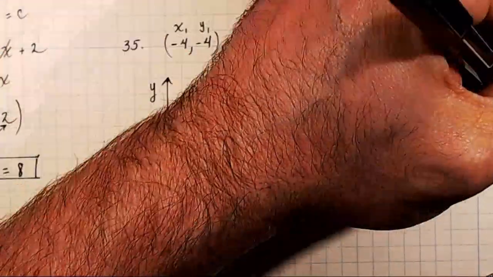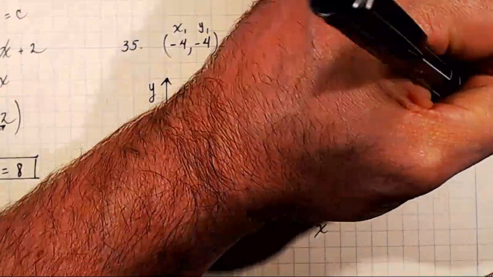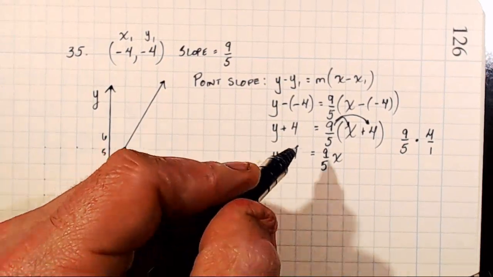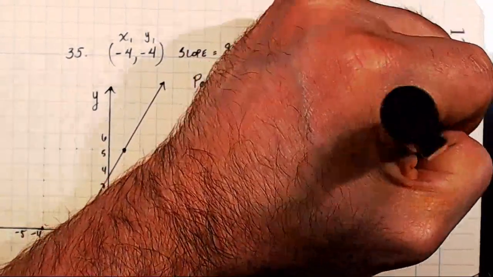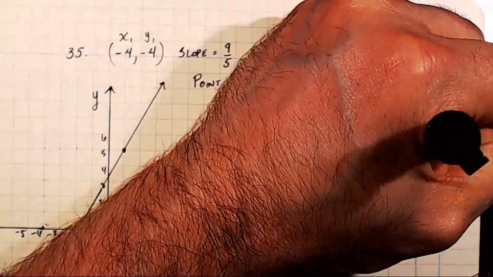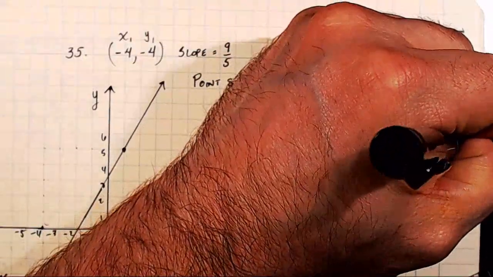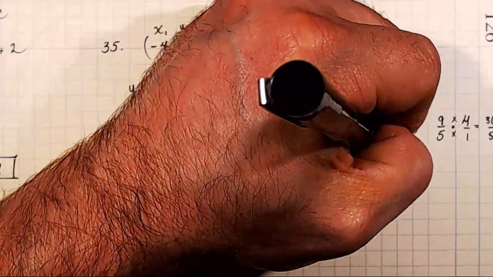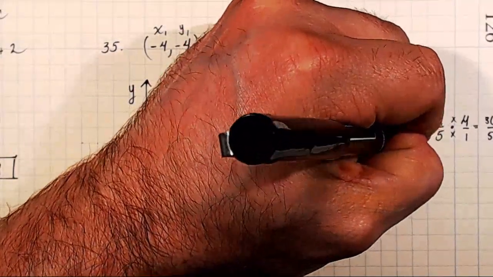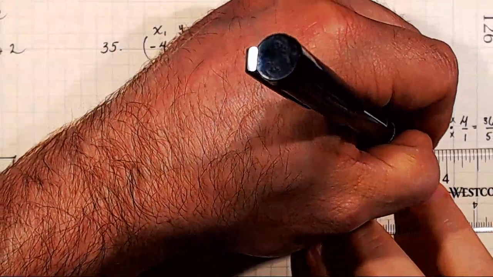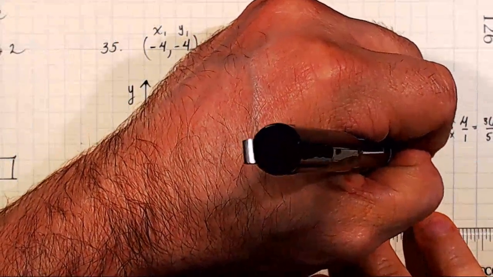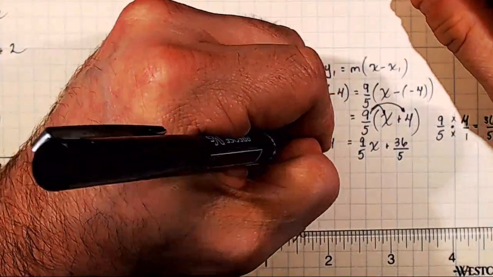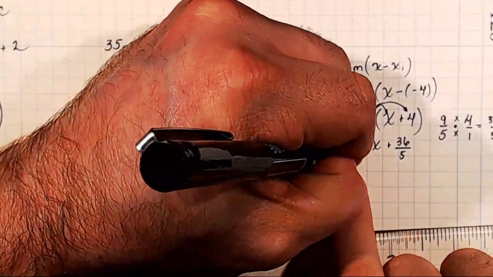Okay, so here we need to do a little bit of math. 9 over 5 times 4 over 1, because I'm multiplying 9/5 times 4. Multiply the top, multiply the bottom. 9 times 4 is 36. 5 times 1 is 5. So I have 36 over 5. Okay, so 9/5 x plus 36 over 5. They have no common factors, so we just write 36 over 5 like that. Now, what I want to do is subtract. I want to get y by itself, so subtract 4 from both sides.